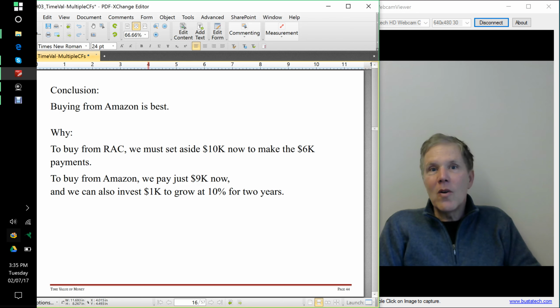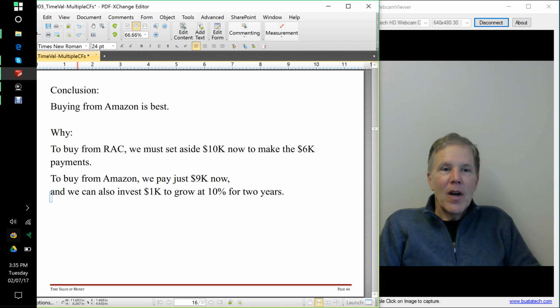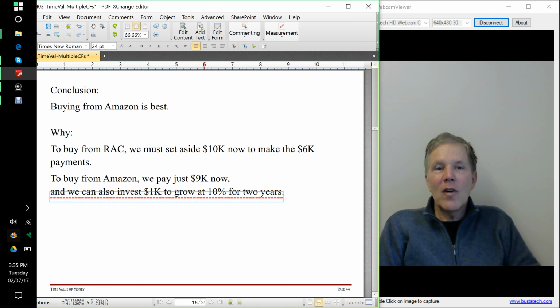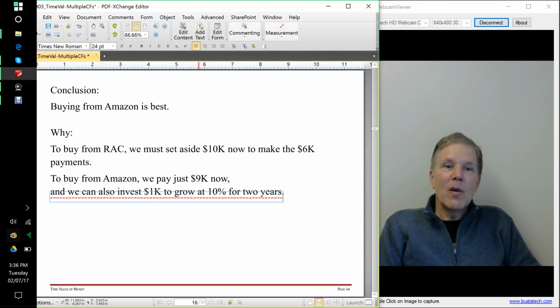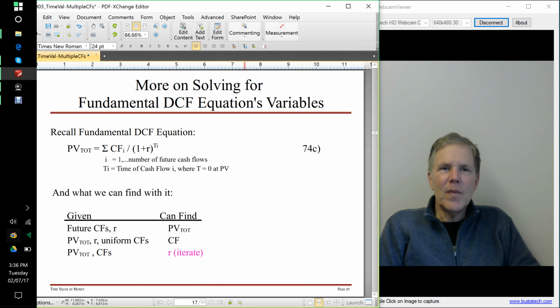Also, interesting to note that if we go with the Amazon deal, you could think of this as, well, we'd also have 1,000 left over. So we could put aside an additional 1,000 and let that grow at 10% for 2 years, and we'd have a bigger pile than 1,000 at the end of the 2 years. So that would be nice too.